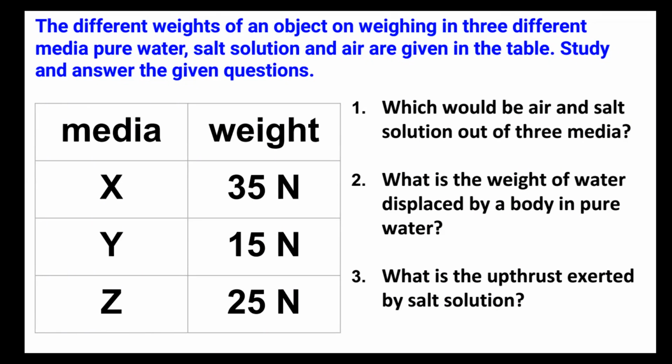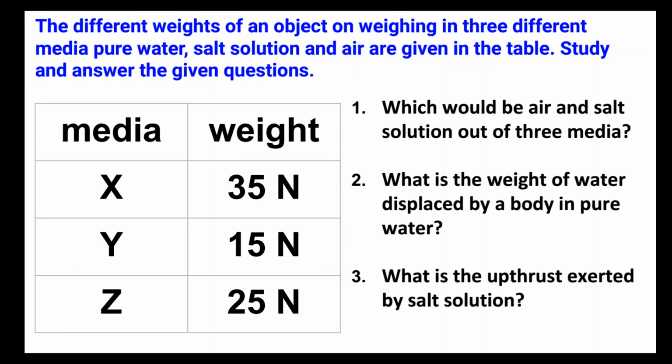In X medium, the weight of the object is 35 Newton. In Y medium, the weight of the same object is 15 Newton. In Z medium, the weight of that same object is 25 Newton. The object is measured to find its weight in different media at different times. Among these values of weight, 35, 15, 25, the highest value is 35 Newton. Am I right? The greatest value of weight of the object, according to the question, is 35 Newton. Means the medium X is air.